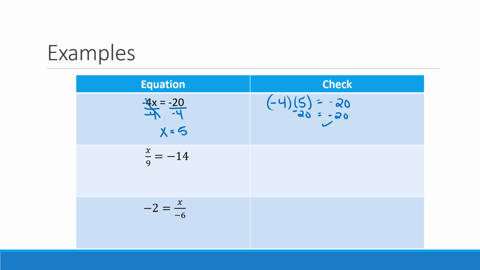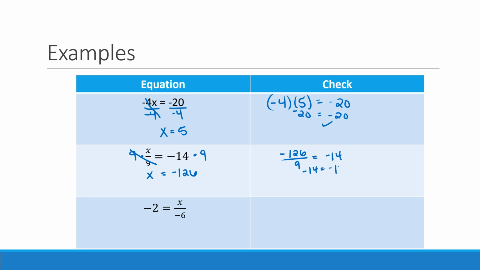This one, x is being divided by 9. So the opposite of dividing by 9 is multiplying by 9. So I'm going to multiply by 9 on both sides, which gets rid of it over here. Negative 14 times 9, if we multiply those out, that's going to give me negative 126. If you check your answer, we can plug negative 126 in and divide that by 9. So negative 126 divided by 9 is going to give me negative 14.